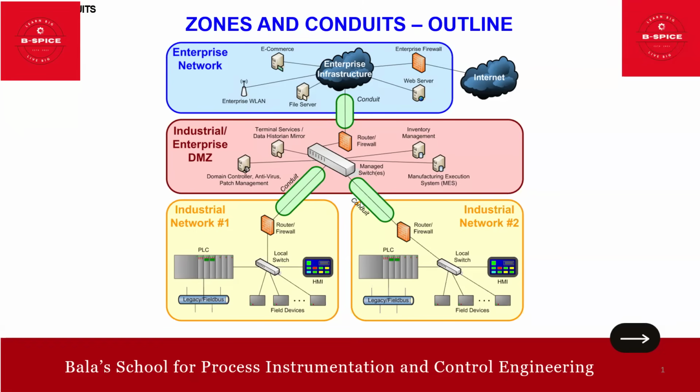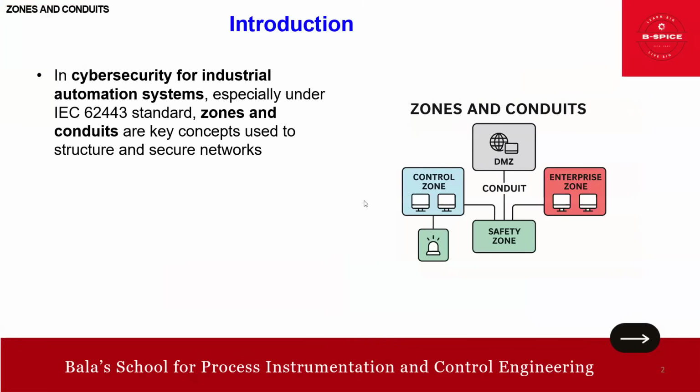Right. Intro. So this is the typical representation. As I said earlier, these are your assets, right? Control zone, DMZ, enterprise zone, safety zone. And this is all grouped and connected through a conduit. So in cyber security for industrial automation systems, especially under the IEC 62443 standard, zones and conduits are the key concept used to structure and secure networks. So this is about an intro.